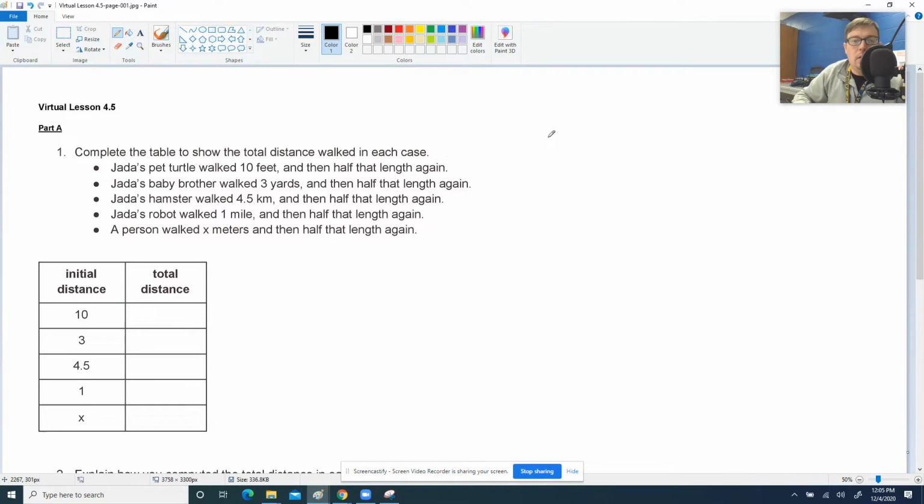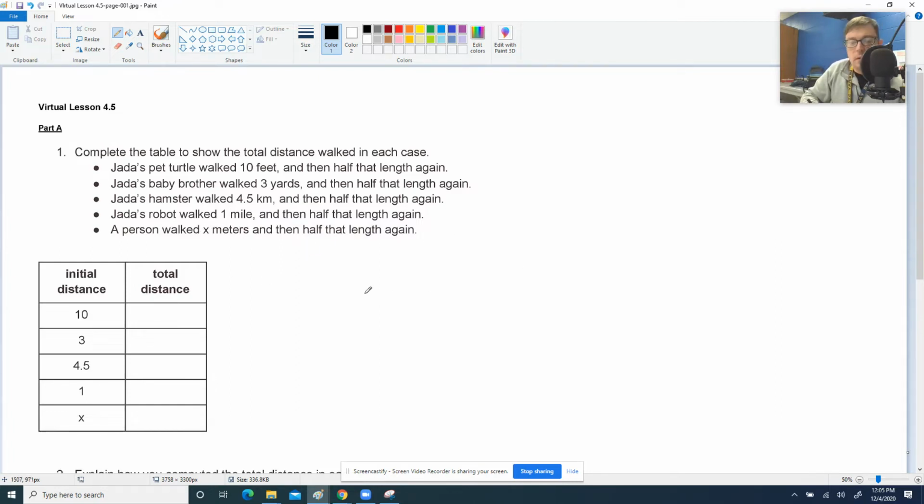So let's start with Jada's pet turtle. Walked 10 feet and then half of that length again. So if you look at all of these, all of them are set up the same way. Baby brother's going to go 3 yards and then half of that again. And then Jada's hamster is going to go 4.5 kilometers and then half that again. And then the robot's going to go a mile and then half of that again. A person's going to walk X meters and then half of that again.